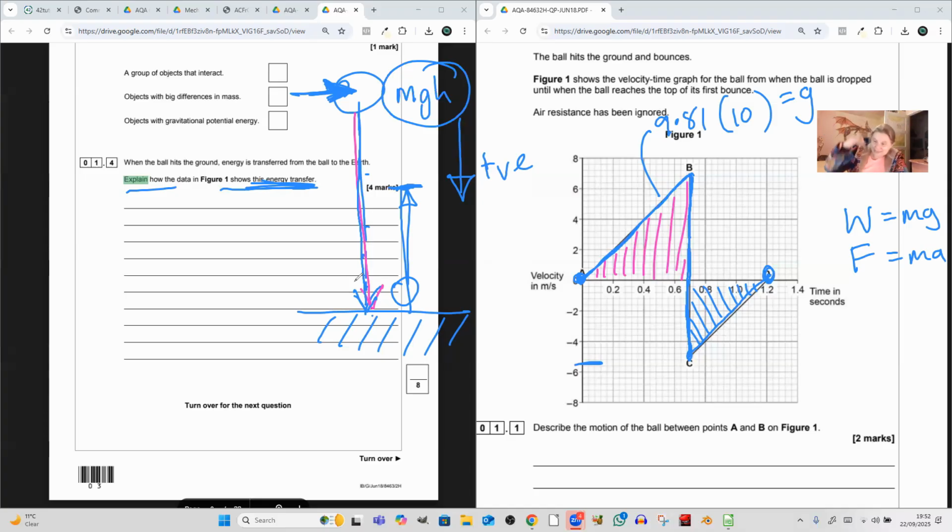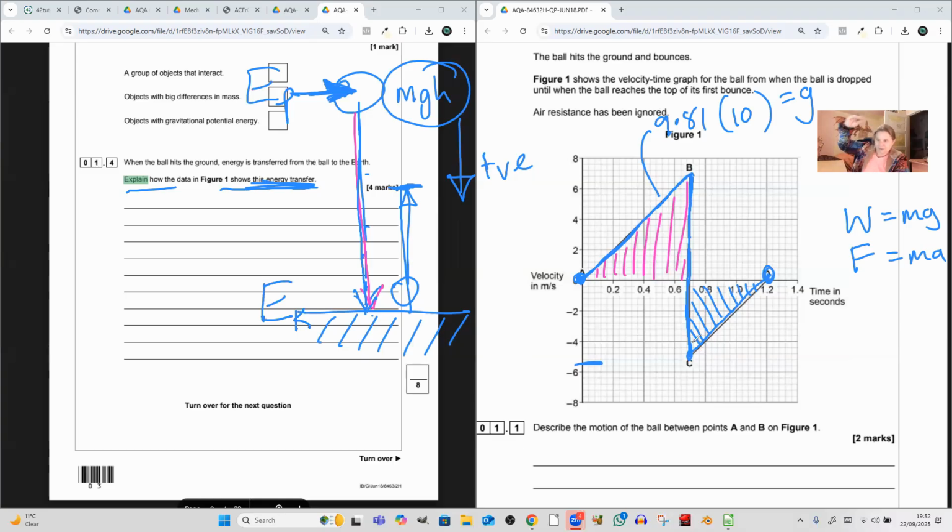Yes, it's being converted into kinetic energy, isn't it? In fact, assuming that you can ignore air resistance, all of the gravitational potential energy turns into kinetic energy, and you can use energy to work out what the speed is before it hits the ground. Good. So at the top, we've got gravitational potential energy, and at the bottom, we've got kinetic energy. So what happens to it?